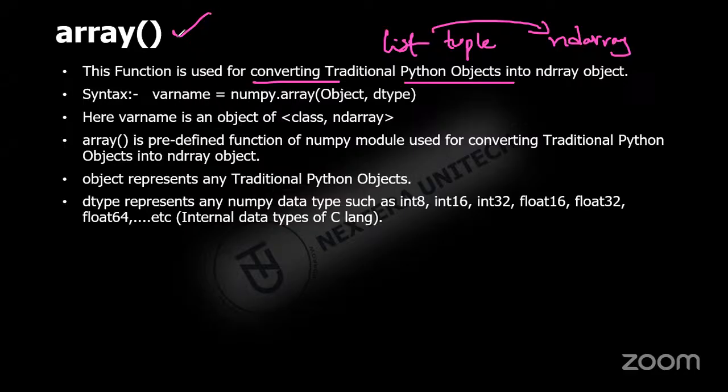What is the syntax for the array function? It is numpy dot array of object comma dtype. Why are we specifying numpy? Because array comes from the numpy module. As the array function comes from numpy, we should always represent the prefix.